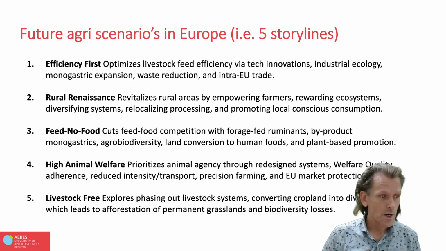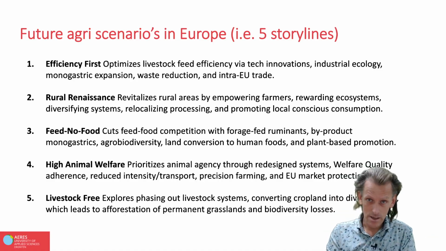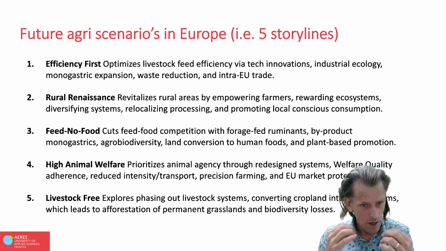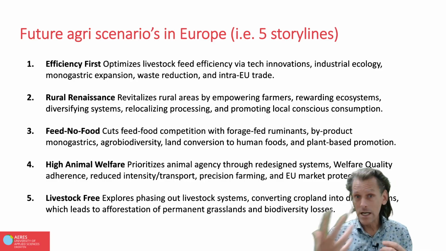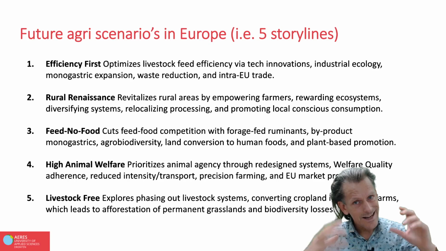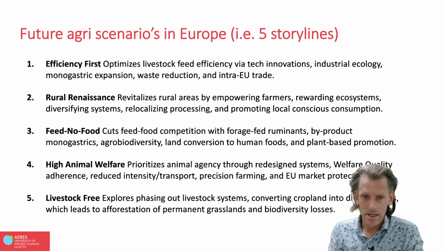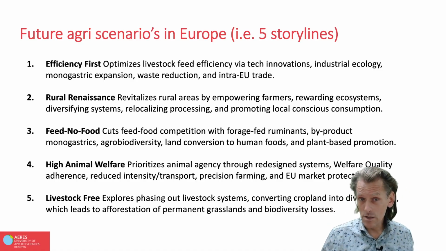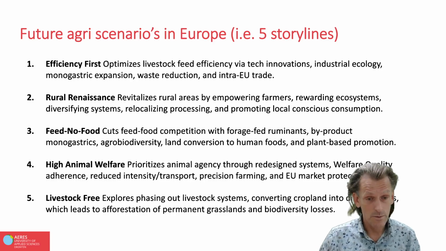Efficiency first. That's where the policy and economic developments dictate to the farmers: listen up, there's one thing that counts, as much for as little as possible. So optimizing efficiency, tech innovations, industrial ecology, monogastric, more kilograms in the shorter term, waste reduction, and that is the efficiency first policy storyline. Rural Renaissance says we have to look more at localized production systems, reward ecosystem services, diversifying systems, promoting local and more conscious consumption.